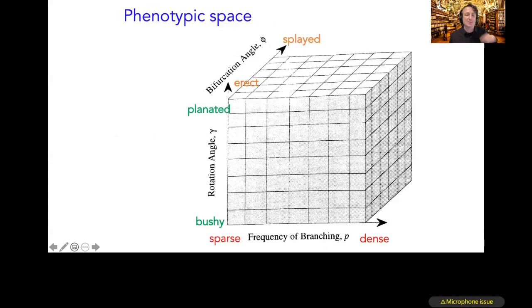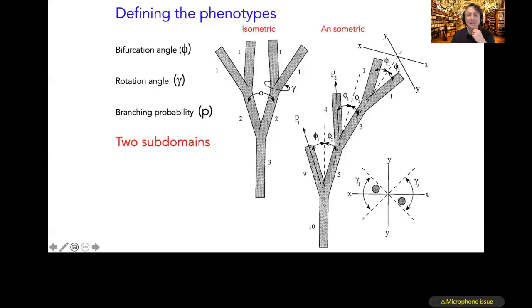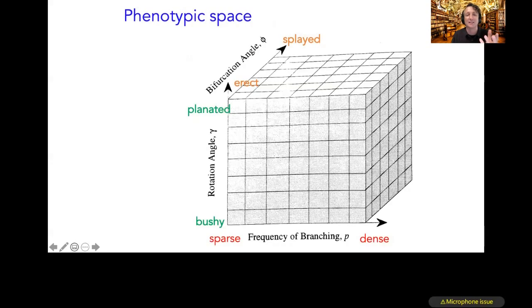And what he asked was, let's think about this phenotypic space, these fitness landscapes, right? All the possibilities that natural selection could operate on in terms of the frequency of branching, the rotation angle, the bifurcation angle. Don't get too hung up on this. All we're focusing on is that natural selection can operate on just a few things because this is a very simple initial plant. But this is the space of phenotypic possibilities.